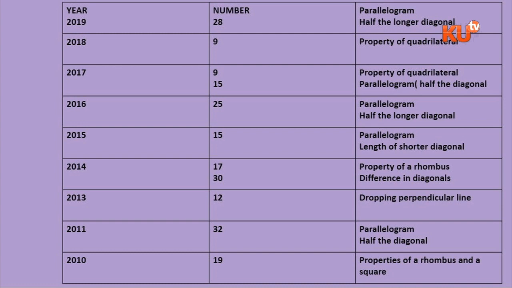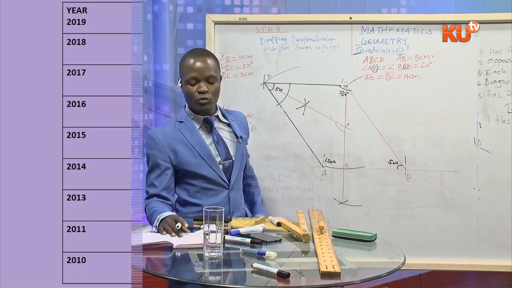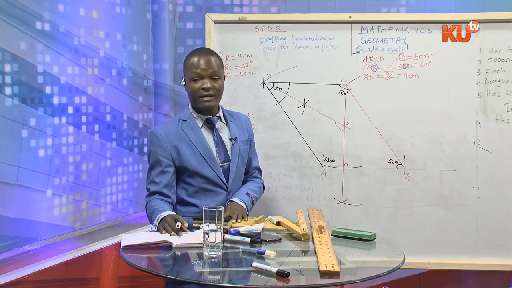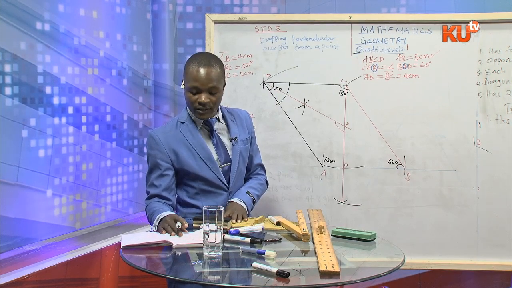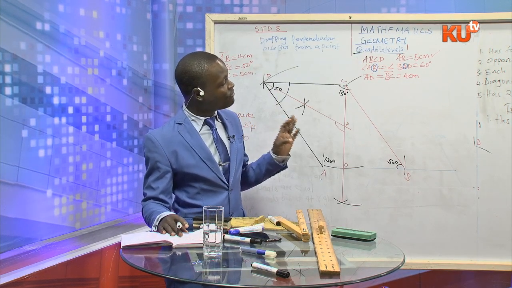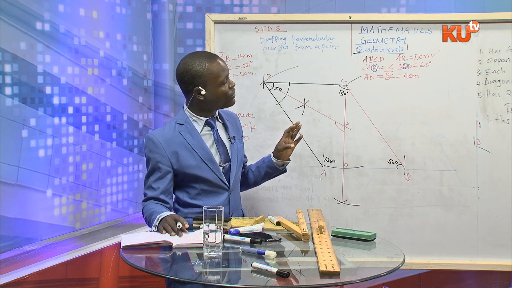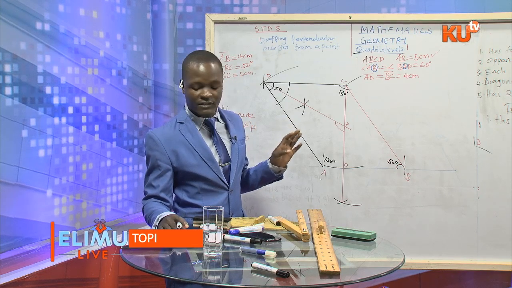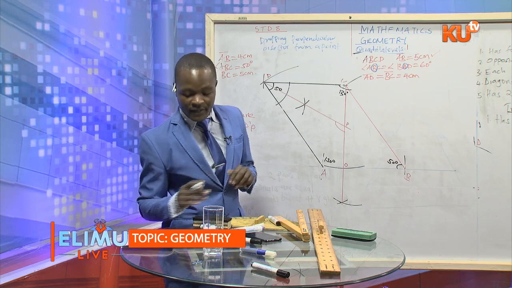Now in 2018, it was number 9, and this was also about properties of quadrilaterals. The two properties that I mentioned earlier, I said there are only two properties of quadrilaterals that are shared by all four quadrilaterals. That is having four sides, and also the interior angles add up to 360.